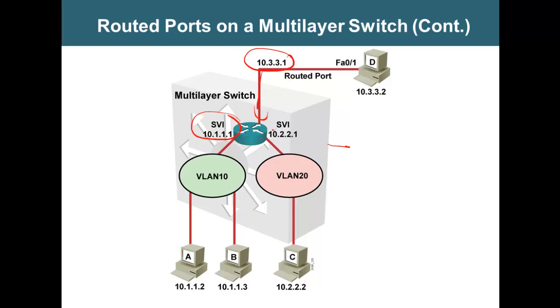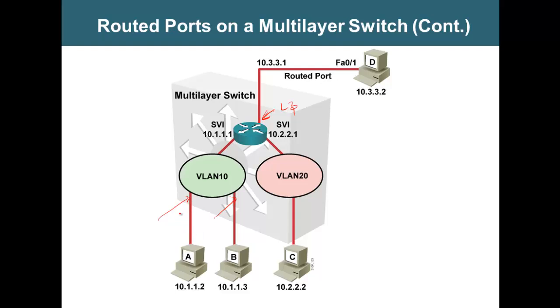10.3.3.1. I don't want to create an SVI because I have only one interface in this subnet. See, here I have two interfaces, so I create an SVI, a common interface. But for 10.3.3, there is no reason to create an SVI. I have only one interface in that particular subnet. So no need to give a VLAN ID, no need to put it in a VLAN. I want to give an IP address. I want to make this interface a layer 3 interface. See the difference. This is a layer 2 interface.